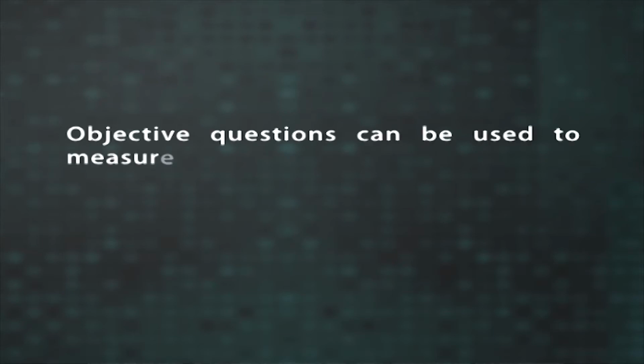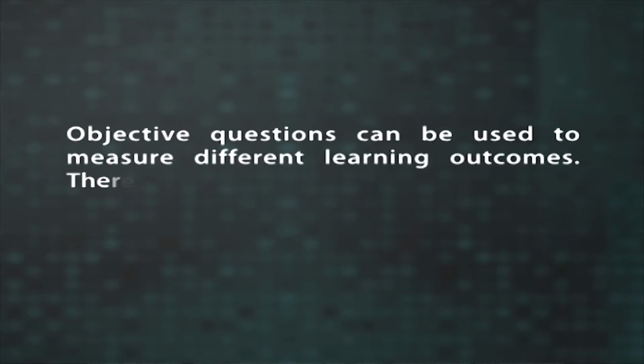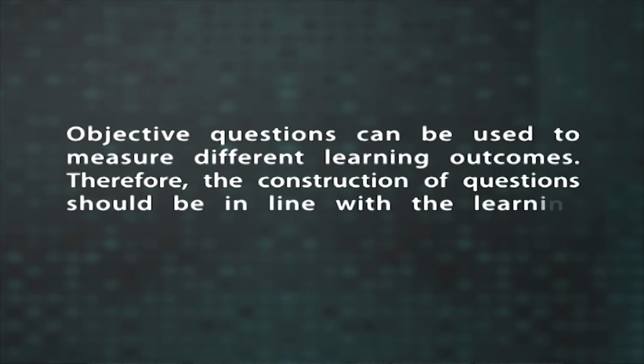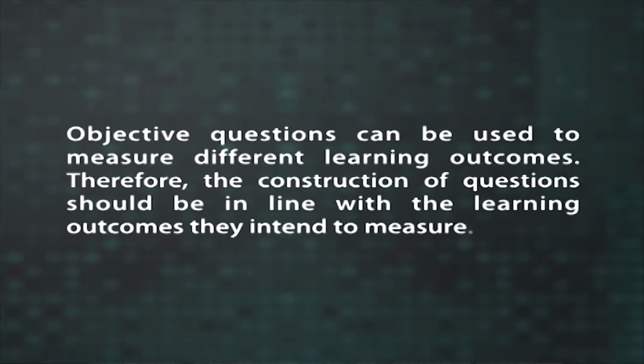Objective questions can be used to measure different learning outcomes. Therefore, the construction of questions should be in line with the learning outcomes they intend to measure. Imagine that a teacher wants to measure the ability of students to apply a theory in physics. For this, the teacher should construct a question explaining an imaginary situation where the theory can be applied.